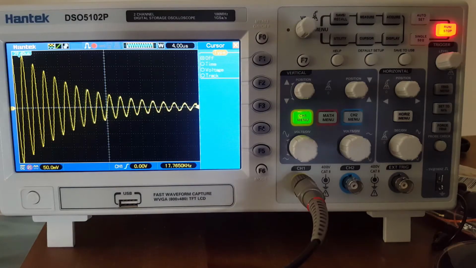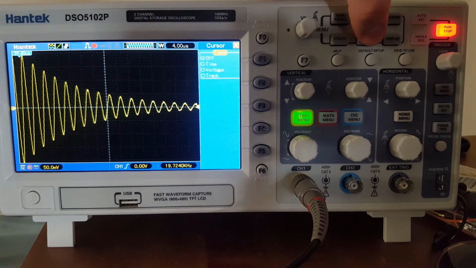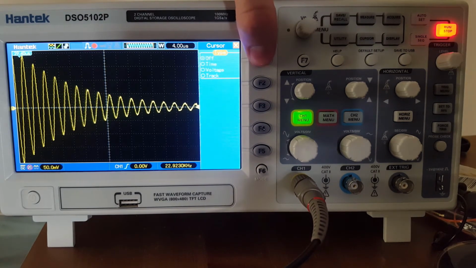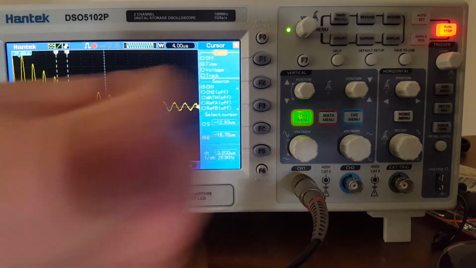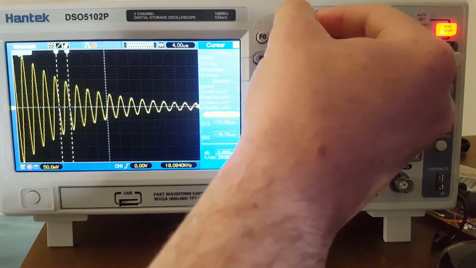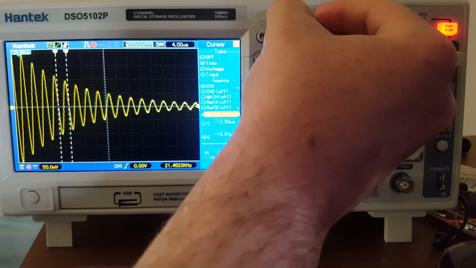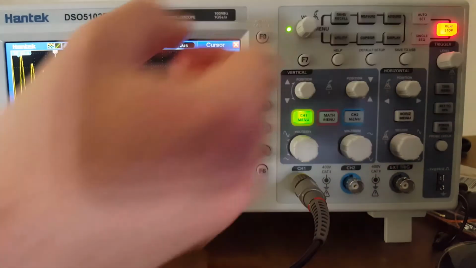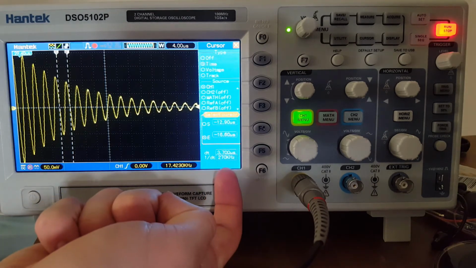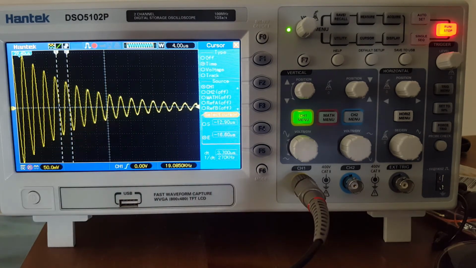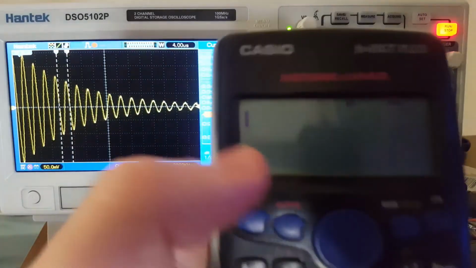So here we're looking at one ring produced by the LC tank circuit, and we're going to need to measure its frequency in order to determine the unknown inductance. So again, we're going to use cursors, switch that to time, then measure one period, and see here it says 1 over dt is 270 kilohertz, so let's plug that into our formula.